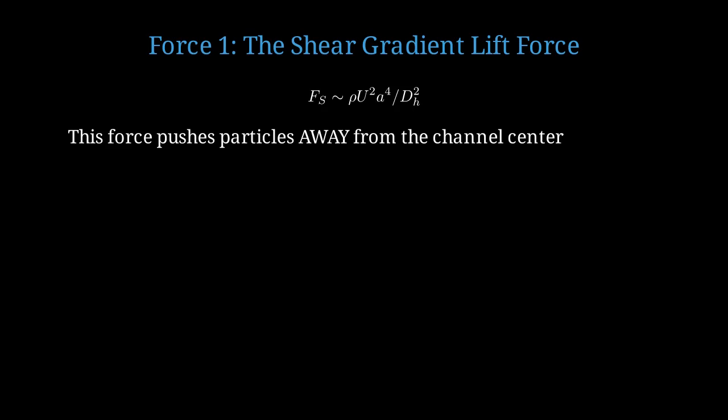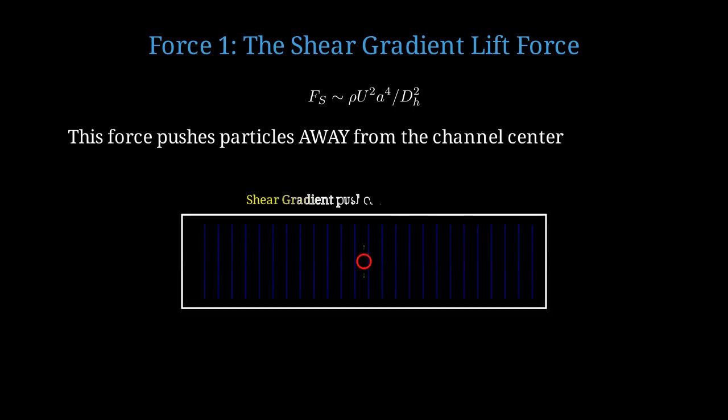Why? Because the velocity gradient is steepest near the center line, where the flow profile curves the most. Here's a particle at the channel center experiencing the shear gradient force. It gets pushed both upward and downward away from the center line.